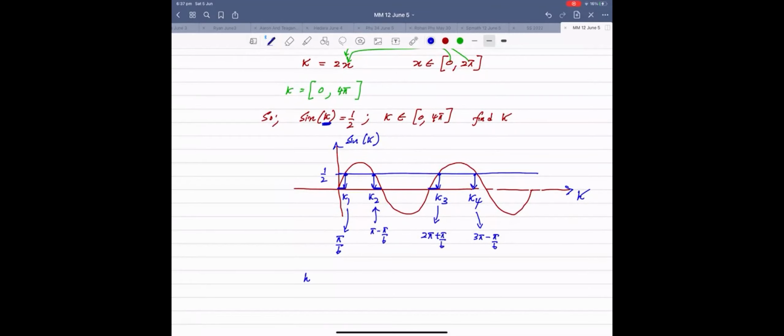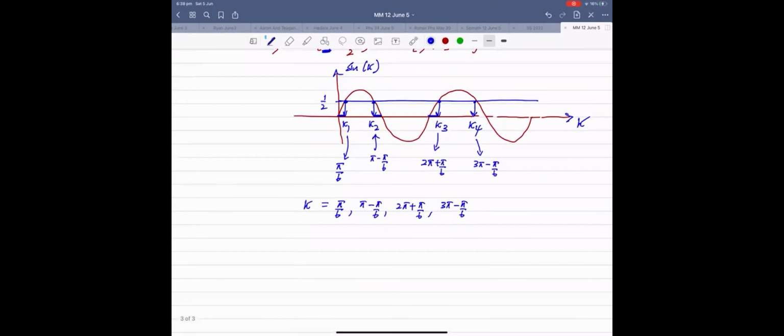So the answers are k answers. K values are now pi divided by 6, pi minus pi divided by 6, 2 pi plus pi divided by 6, 3 pi minus pi divided by 6. You can further simplify that: pi divided by 6, 5 pi divided by 6, 13 pi divided by 6, 17 pi divided by 6. Now you know k is equal to 2x. That's our substitution.